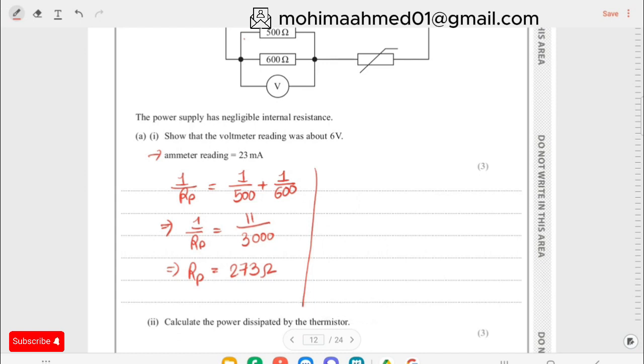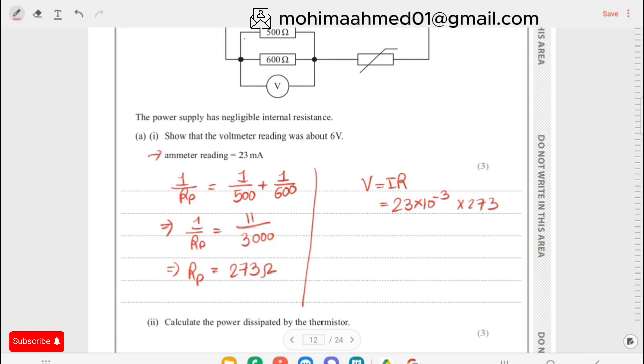Now the main concern for this parallel combination was the voltage requirement. The current is already given, 23 milliamps, so it will be V equals IR, that is 23 times 10 to the power minus 3. We obviously need to convert the milliamps to amps, and then multiply by the resistance, which is 273.